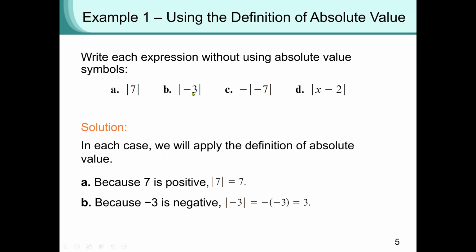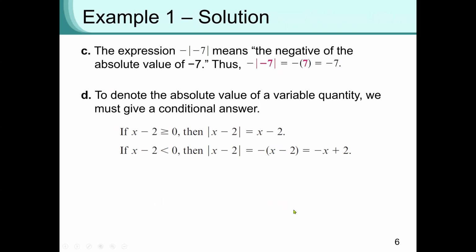Here we have only negative 3, so the absolute value of negative 3 will be positive 3. So that's what we have here. We have the negative, and we don't touch the negative outside the absolute value. But we know the absolute value of negative 7 is positive 7, and the negative, we included it. So the answer will be negative 7.